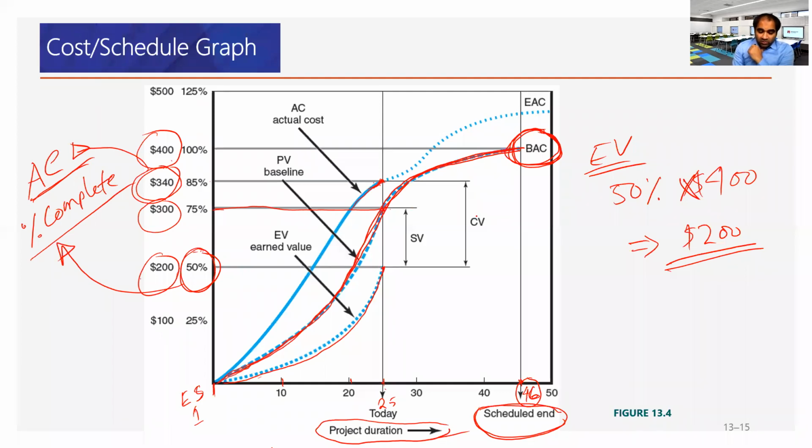Now let's look into the cost variance and the schedule variance. Cost variance is the difference between the actual cost and the earned value here. So how much is the cost variance? 340 minus 200, 140. So $140 is the cost variance for this project. What is the schedule variance? 100. Is it minus or plus? This is minus.